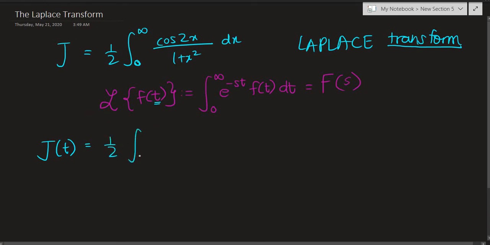So we have half of the integral from 0 to infinity of cosine of 2tx divided by 1 plus x squared dx. This is how we can parameterize our original J, such that our original J is nothing but J of t when t equals 1. If you plug in 1 over here, you just have cosine of 2x over 1 plus x squared dx, which is exactly J. So after all our processes of simplification, we just have to plug in t equals 1 to get back to our original J.